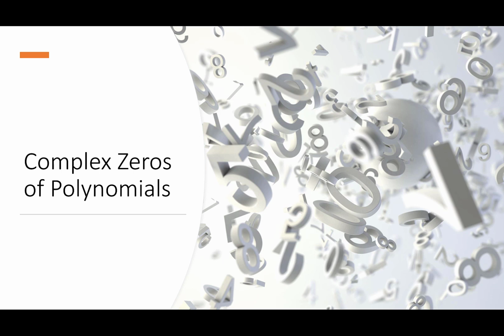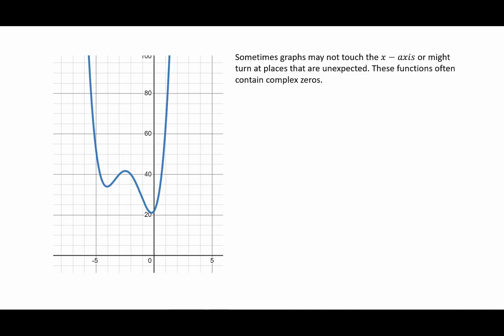And this video specifically deals with complex zeros. Sometimes graphs may not touch the x-axis, or might turn at places that are unexpected. These functions often contain complex zeros. What that means is there are zeros, but they're kind of hidden from sight. So what we want to do is take a closer look at the function to see how we could find these values.